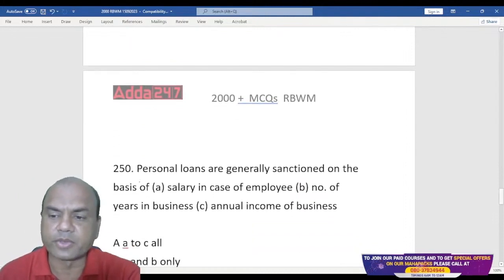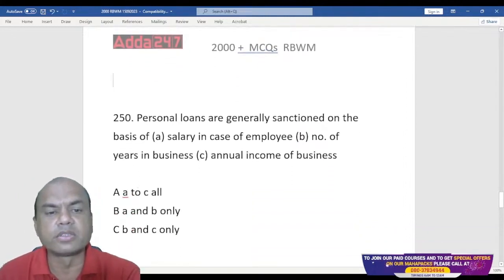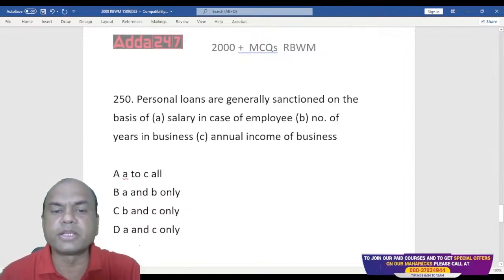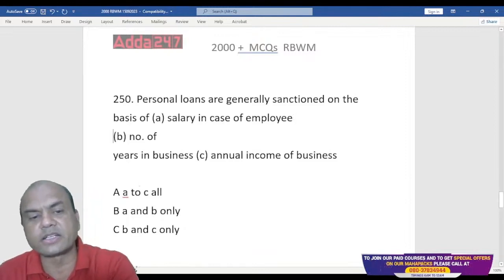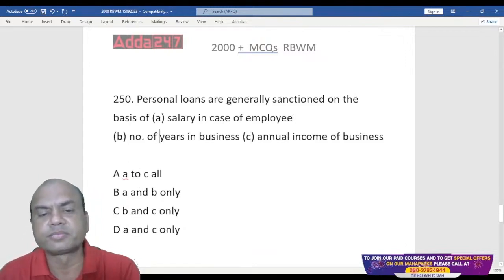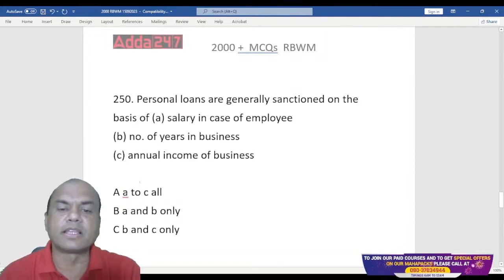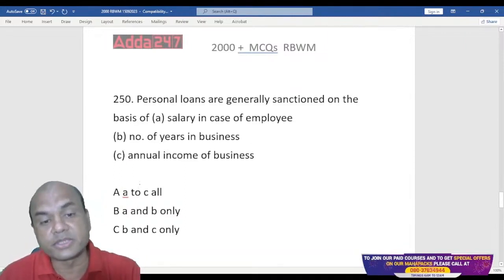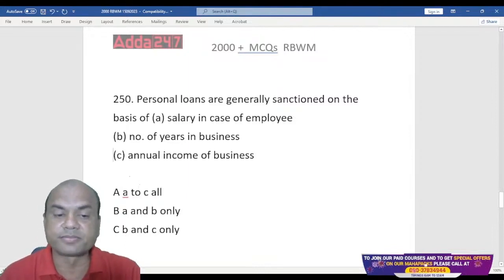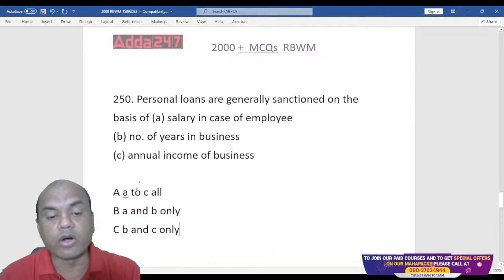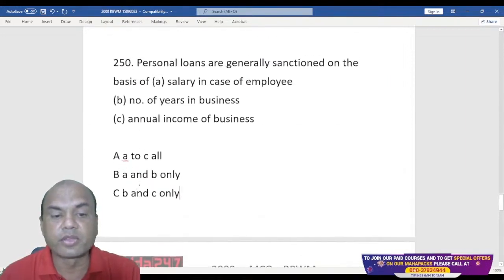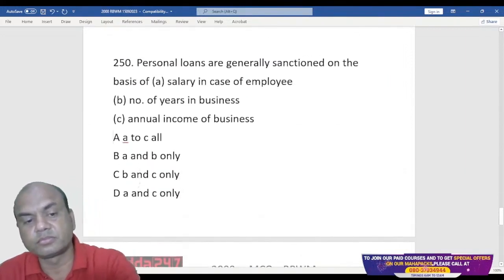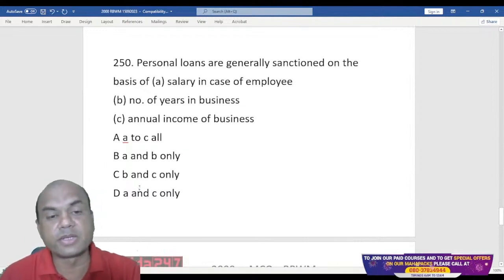Next one. Personal loans are generally sanctioned on the basis of salary in case of an employee, number of years in business, and annual income of the business. So personal loans are sanctioned generally on the basis of what? Salary in case of an employee, number of years in business, and annual income of the business. Is it A to C all, or A and B only, or B and C only? It is sanctioned on the basis of all of them.